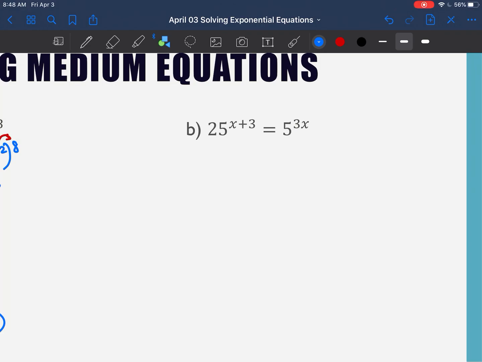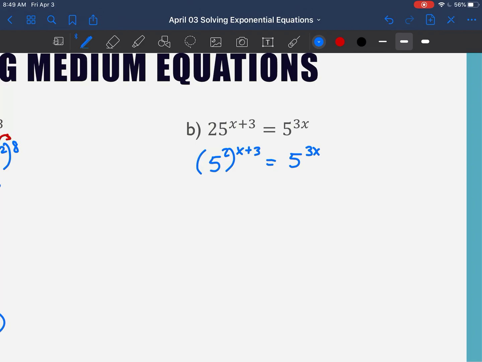Here's another example of the same thing. So again, bases don't match, so we want to change the 25 to match the 5. So 25 is the same thing as 5 squared, so we can do that. And then don't forget, you have to put the parentheses here and the x plus 3. Bring that down. Then again, can't cancel out the 5s till you get rid of the parentheses now.